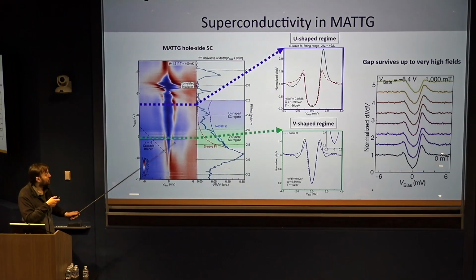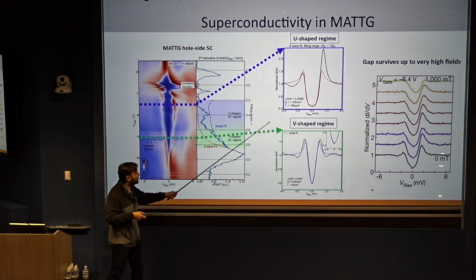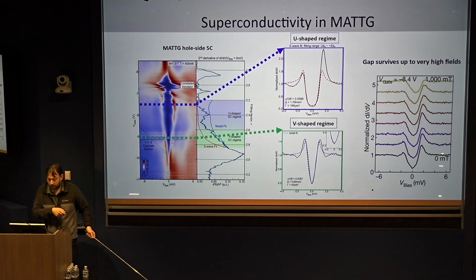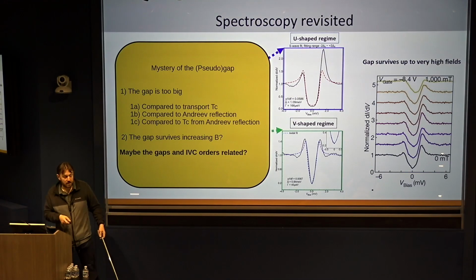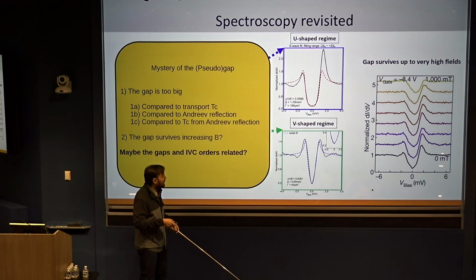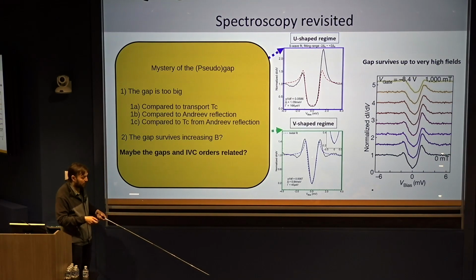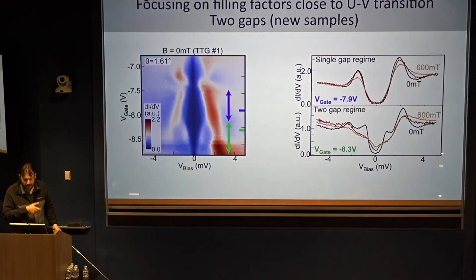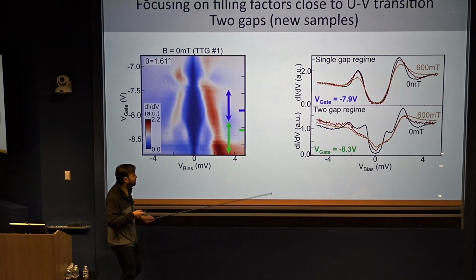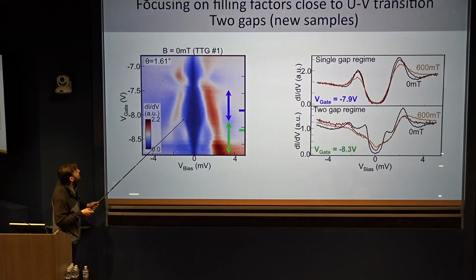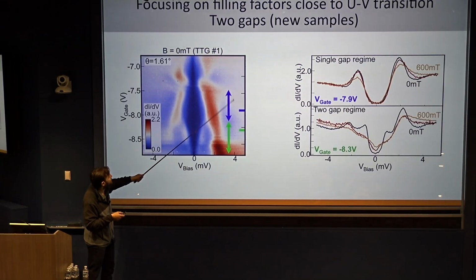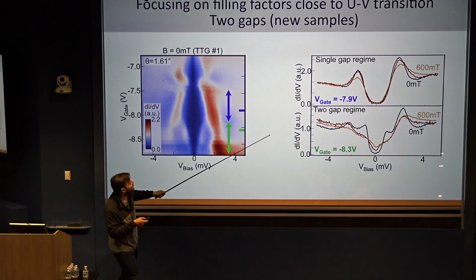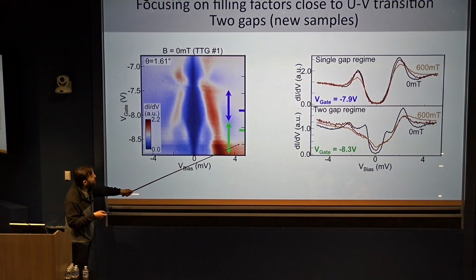And now I'm going to show you more data focusing on this gap here. The idea is that maybe these gaps are IVC related. In this newest data, where we actually have highly homogeneous twist angles, this is mostly the case. I'm focusing on a very small range of gate voltages. So -2 is somewhere here, and this is all happening between -2 and, I'm sorry, I didn't label this, I would say -2.4.